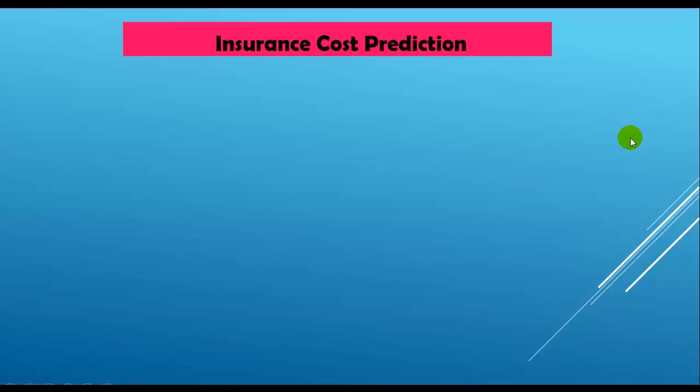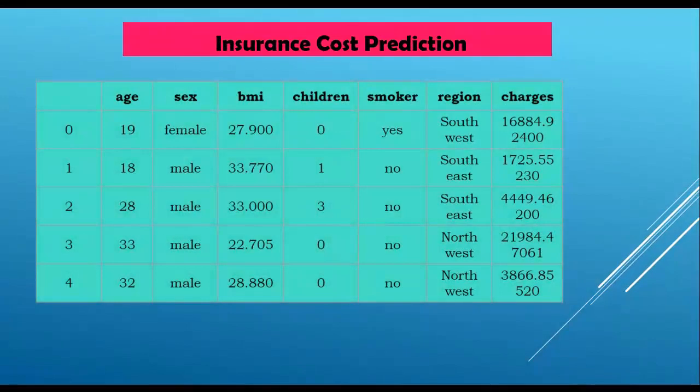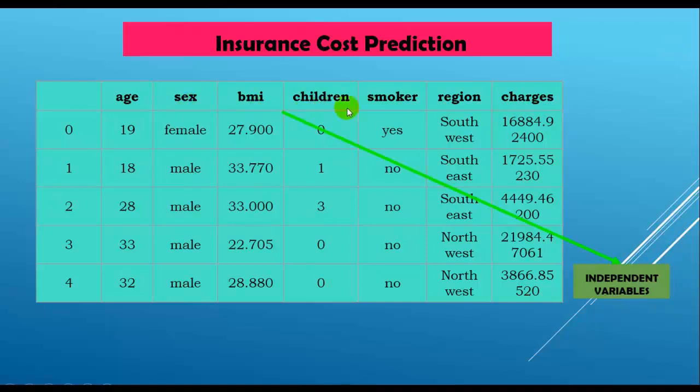Hello coders. In this video, we are going to discuss our second machine learning project, insurance cost prediction using machine learning. So let's get started. As you can see over here, the first 5 rows of our dataset, you can see column names: age, sex, BMI, children, smoker, region, and charges. Age, sex, BMI, children, smoker, and region are independent variables, and charges is our dependent variable.